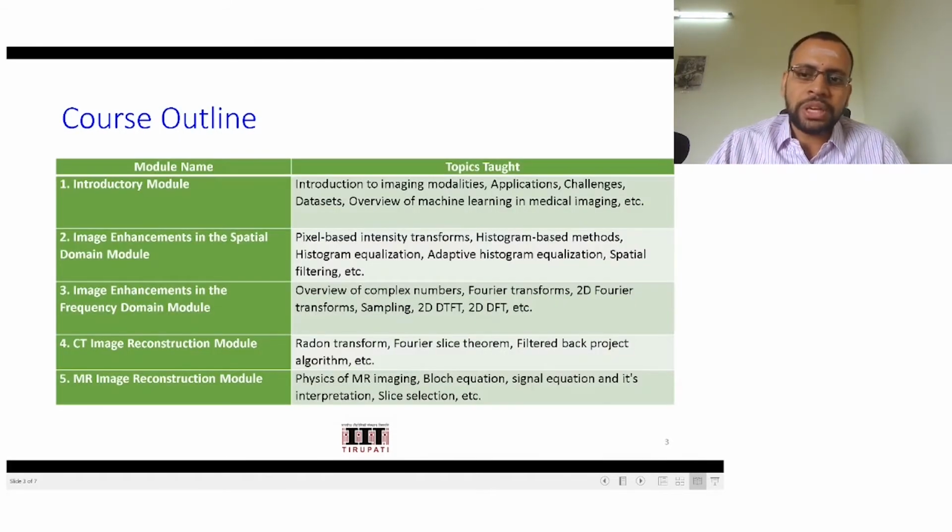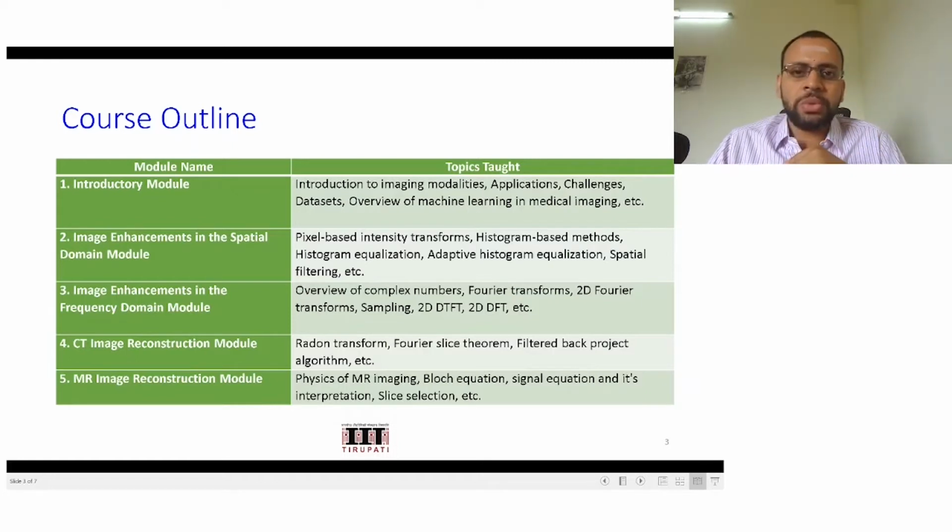This course has been divided into 5 modules at the higher level. I call one of them as introductory module. Another was image enhancements in the spatial domain. Third module, image enhancements in the frequency domain. Fourth one, CT image reconstruction. Fifth one, MR image reconstruction.